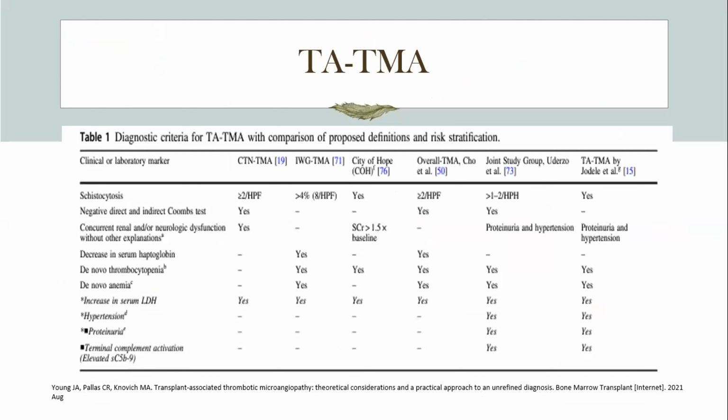As I mentioned, there are a number of diagnostic criteria that exist, and that's why there isn't a unifying diagnosis for TA-TMA. This is adapted from Bone Marrow Transplantation in 2021, where they tabulated all the different diagnostic criteria. What seems to be overlapping between these criteria is the presence of schistocytes, the LDH, the thrombocytopenia, and the presence of anemia. What seems to be also important is the presence of proteinuria. The EBMT, I'll speak about this later, looks at proteinuria as whether you should use advanced therapy or just supportive therapy.